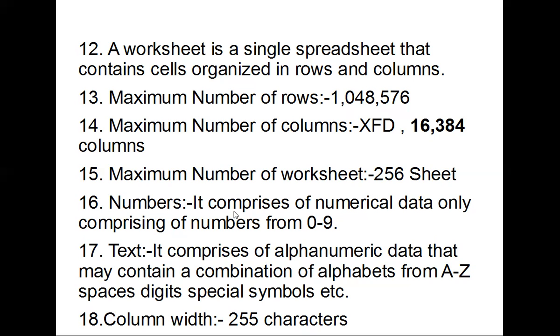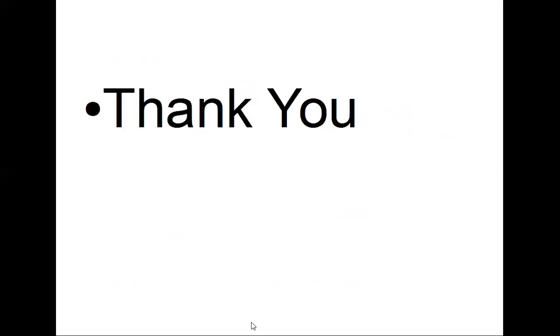Numbers are the comparison of numerical data only, numbers from 0 to 9. And point number 17: Text comprises alphanumeric data that may contain a combination of alphabets from A to Z, spaces, digits, special symbols, etc. And column width is 255 characters.